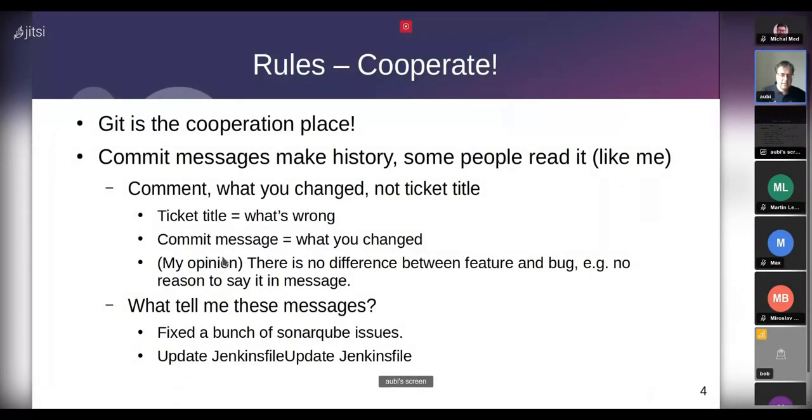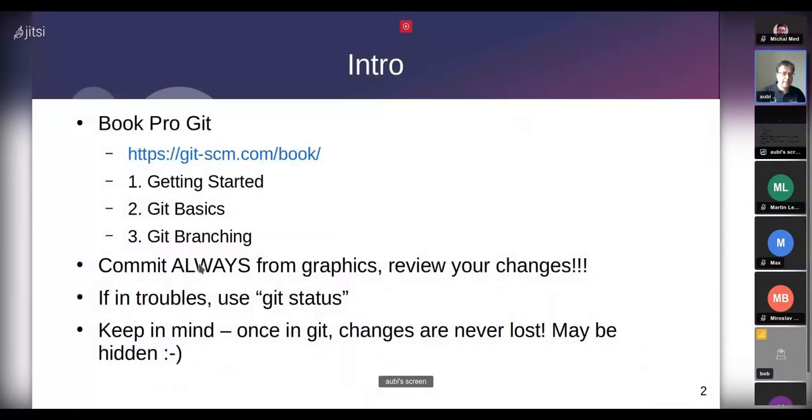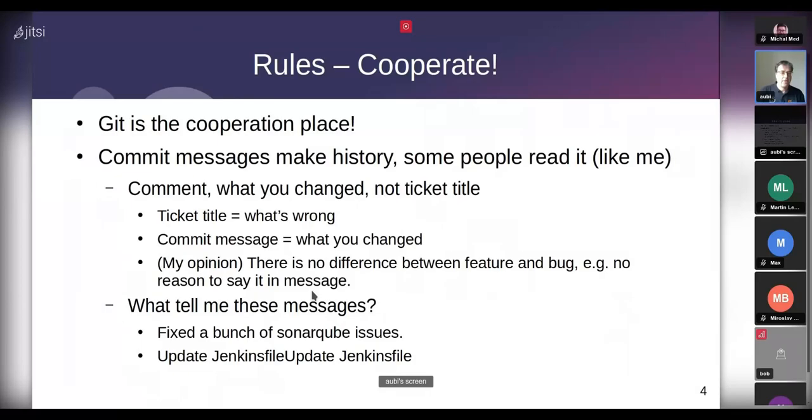Okay. And keep in mind, it's very important: the commit message must be what you changed. And by the way, always commit from the graphical tool to see what you changed, so you can write it correctly. Because if you commit from the command line, you tend to say, okay, commit everything, but you don't review it, and very often people forget some unrelated changes. That's good.